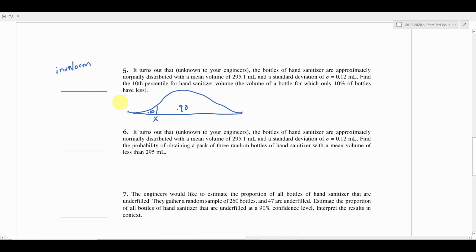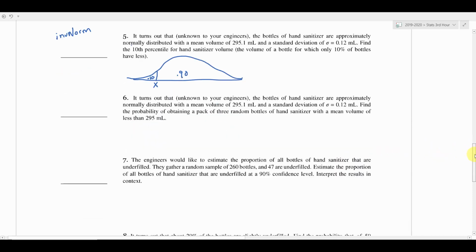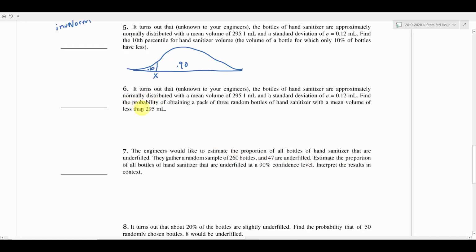This is an inverse norm for sure, because we know the area to the left, but we need to find the actual volume. So we're going backwards from what we would normally do with a normal CDF. No pun intended. Okay. Let's look at number 6.